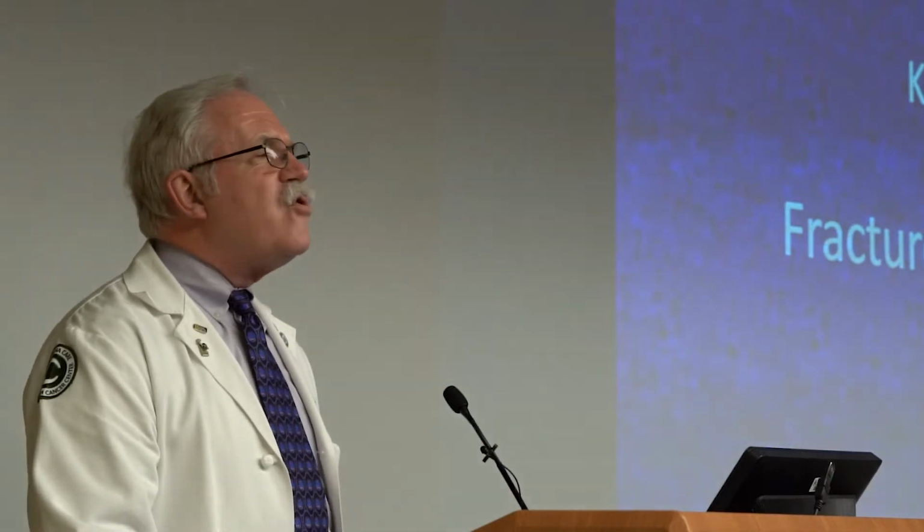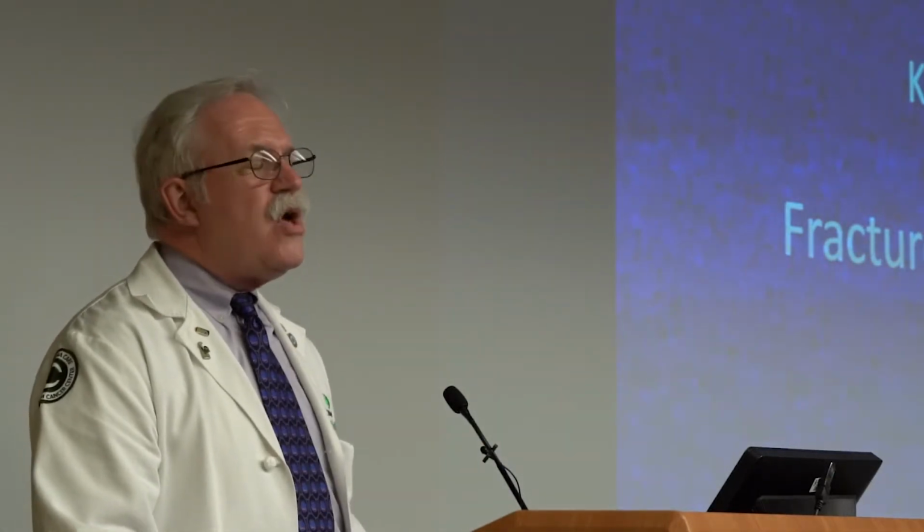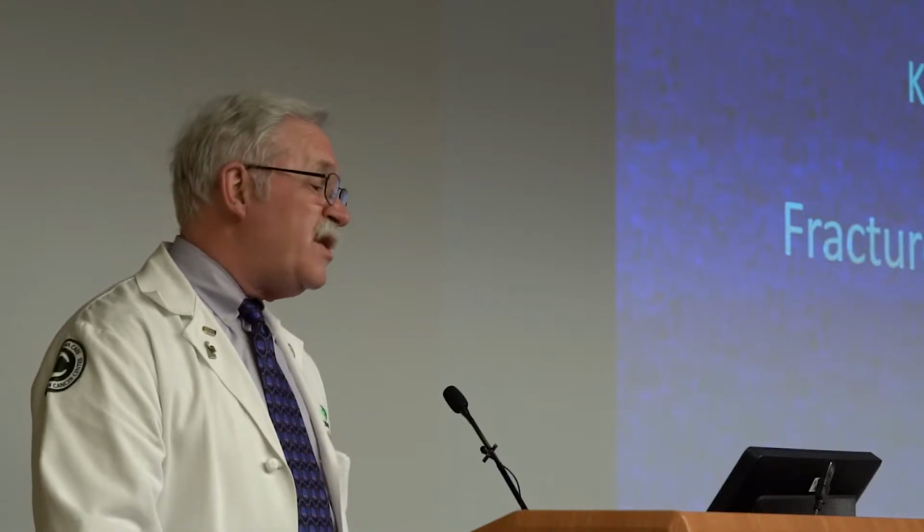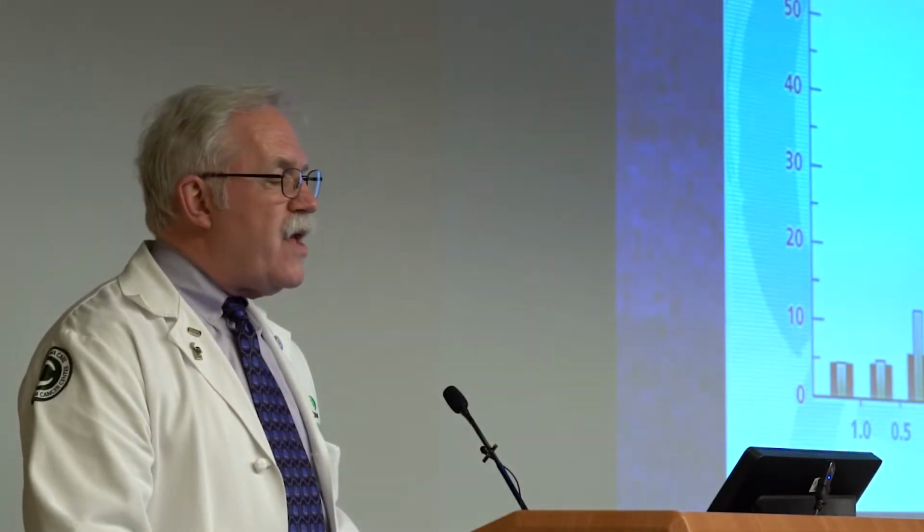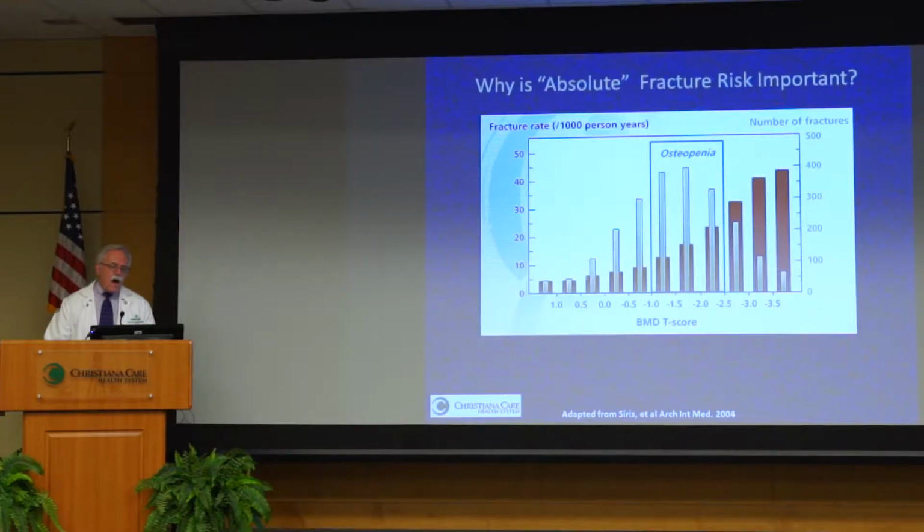But there's more to fracture risk assessment than just the diagnosis of osteoporosis or not. And here's an example of that. What the red bars on this graph show you is the fracture rate. And as you can see, the fracture rate goes up as the T-score goes down. Okay, you've already seen that, you know that. But the gray bars are also important because they are the number of fractures that actually occur.